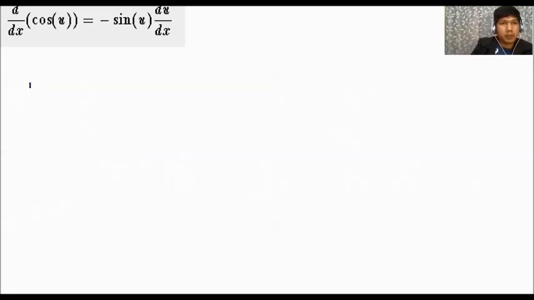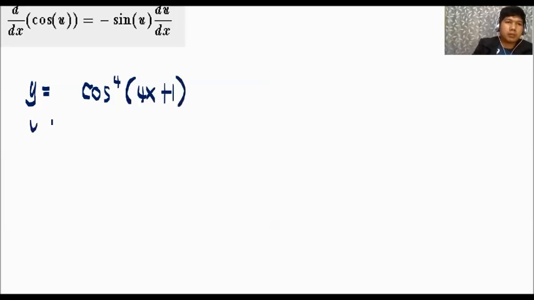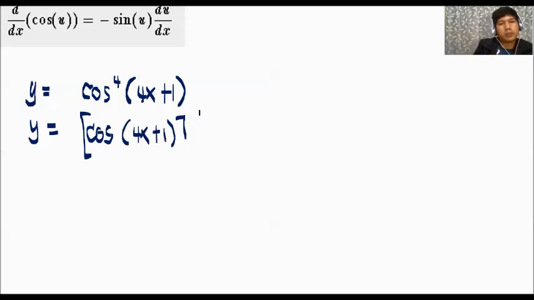Let me also give an example of cosine involving chain rule. So y is equal to cosine raised to 4 of 4x plus 1. So this function can be rewritten as cosine of 4x plus 1, then raised to 4. If we get the first derivative of this, we must do the chain rule first.